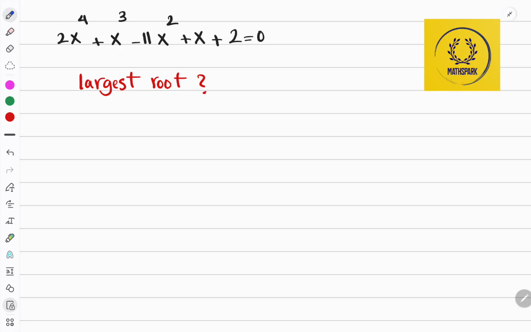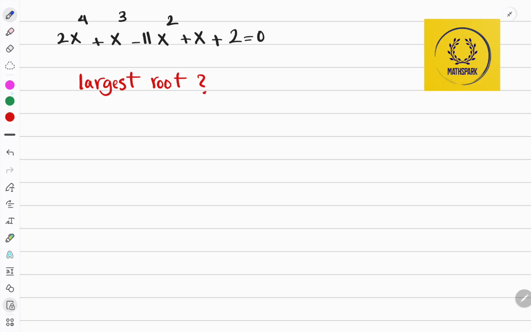You can see we are looking for the largest root of this equation, and this is a polynomial of degree 4, and we know that it has at most 4 roots, and we are going to find the largest root. Okay.